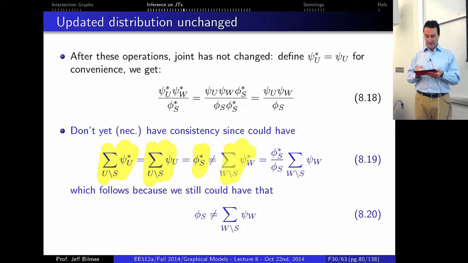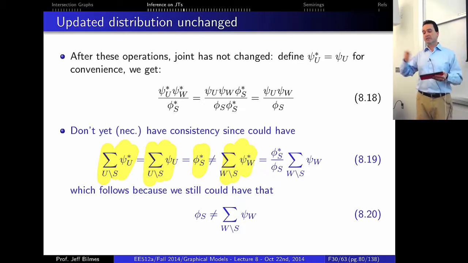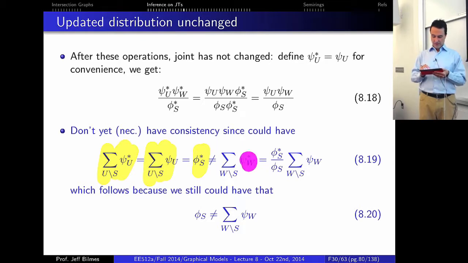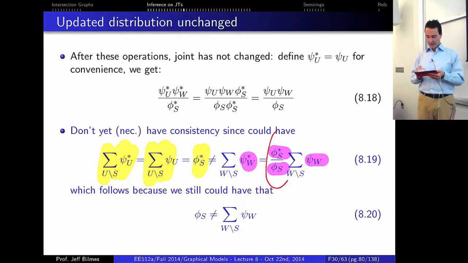But then if we marginalize out everything except for s from this new potential function on the right, we put in the definition of the new potential function. So this guy is equal to this times this divided by that. And when we're summing out w except for s, this whole bit is a constant, so we can just pull it out of the summation.